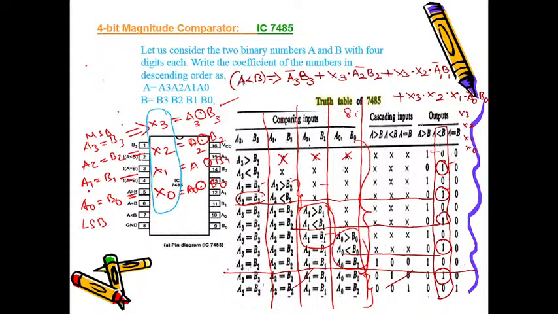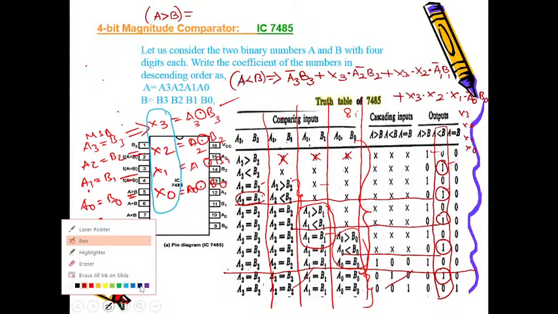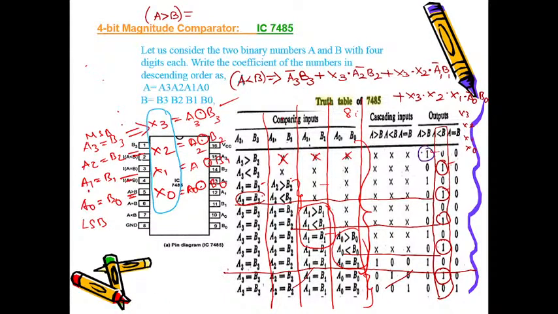Okay. So now, like A less than B, if you start writing for A greater than B, what would be the expression for the function A greater than B? Look at which min terms are high. Here this is high. Here this is high. This is high. This is high. This is high. And this is high. So when A3 is greater than B3, that means A3 is high, B3 is low.